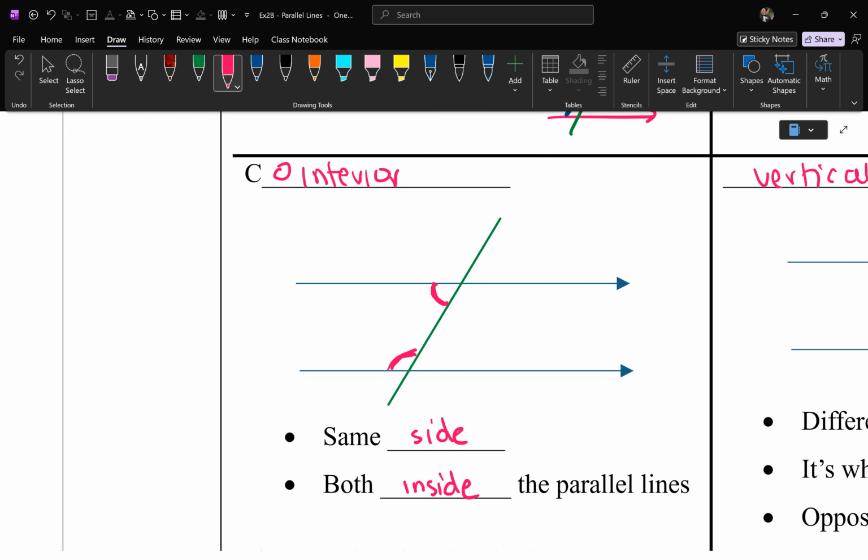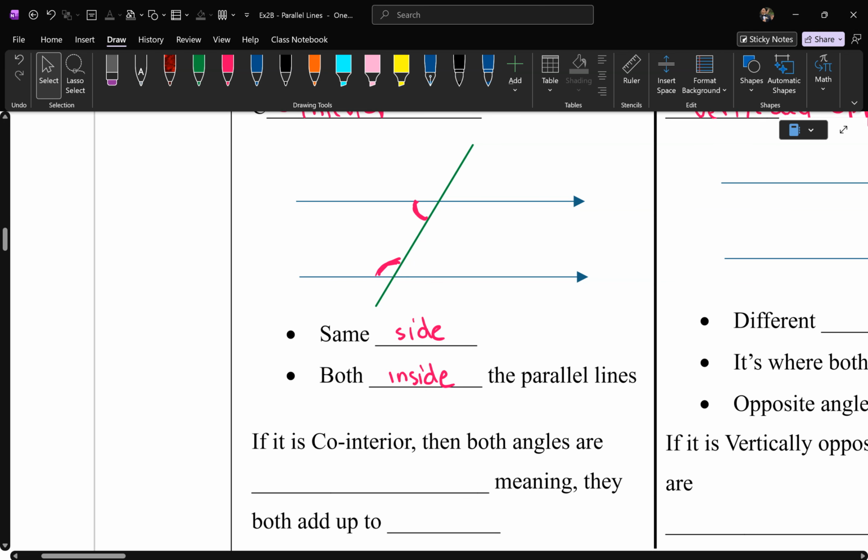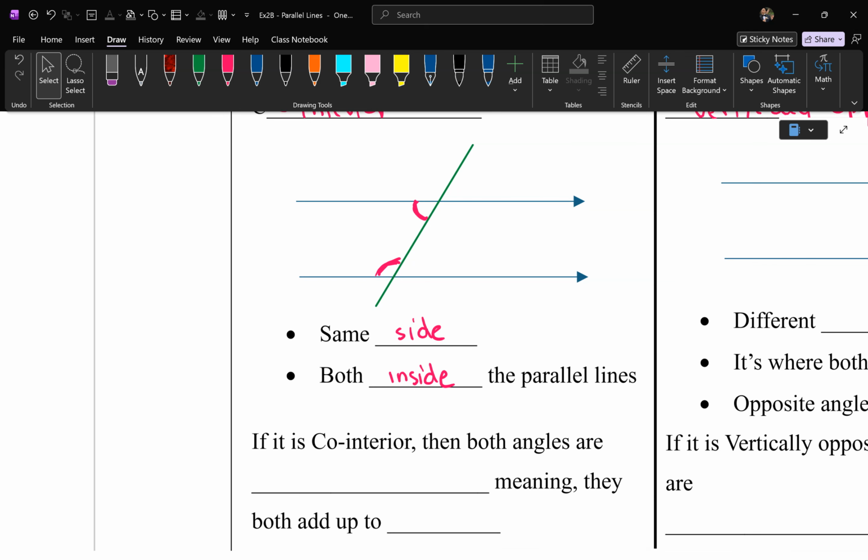Corresponding was that they were on the same side, but one was top with top, the other one was bottom with bottom. Co-interior, interior in itself means inside, co means both of them. Both of them are inside the parallel lines, and both of them are on the same side of the transversal line. If it is co-interior, it's very different to corresponding. It's not the same angle, because we can already see one's obtuse and one's acute. So it can't be the same angle.